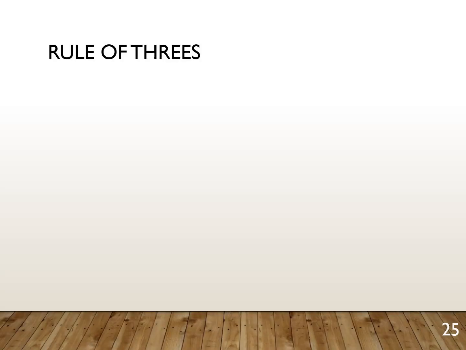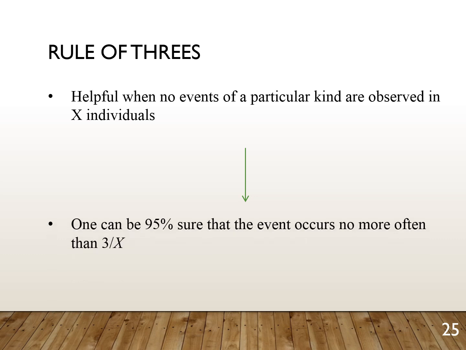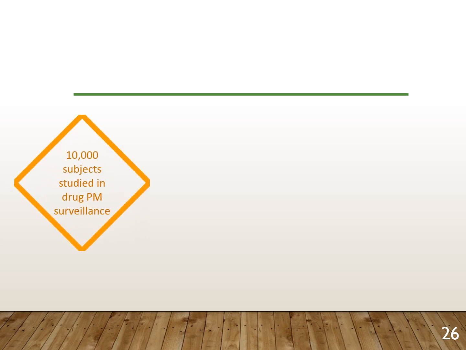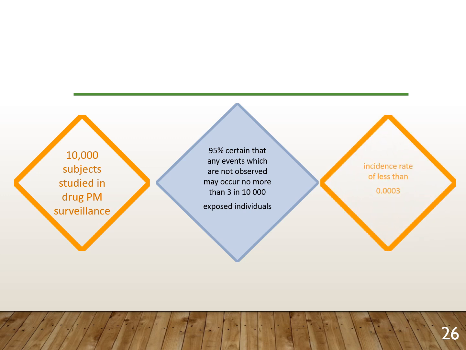A simple guide known as the rule of threes is used when no events of a particular type are observed in X individuals. Then one can be 95% sure that the events occur no more often than 3 over X. For example, if 10,000 subjects are studied in a post-marketing drug surveillance study, then one can be 95% certain that any events which are not observed may occur in no more than 3 in 10,000 exposed individuals, or they have an incidence rate of less than 0.003.